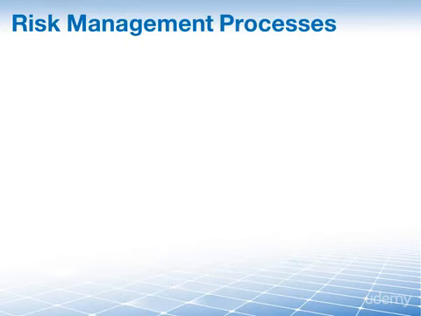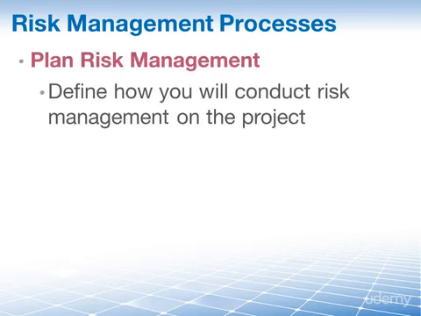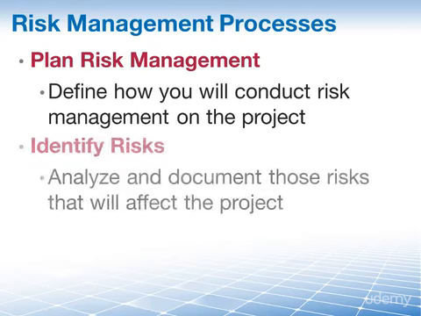Planning is the first step in project risk management, and the process is called plan risk management. That's the process of defining how to conduct risk management activities for your project. Once we have a plan, we move on to identifying our risks. That's the process of determining which risks may affect the project and documenting their characteristics.